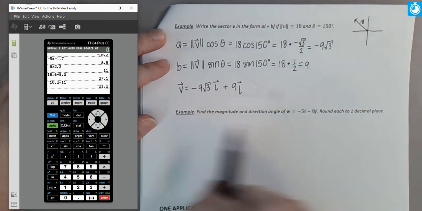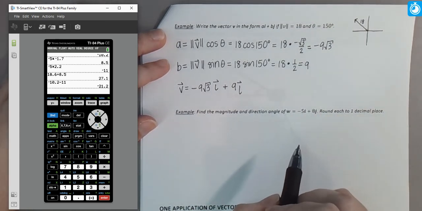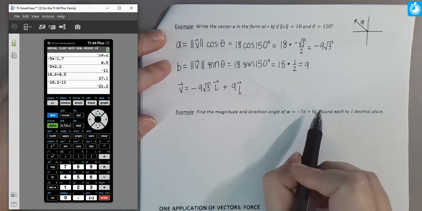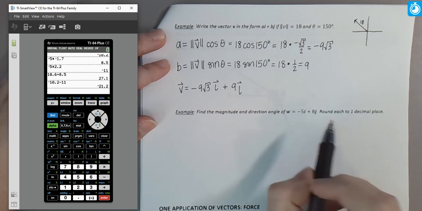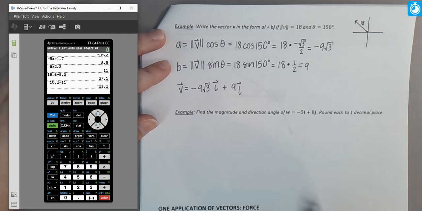Okay, let's go the other direction. So what if we have the components and we want to find the magnitude and the direction angle? Now here it says we can round to 1 decimal place, which tells me more than likely we're not going to have nearly as pretty numbers, which is okay.